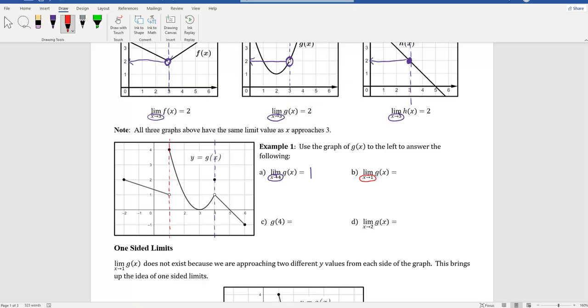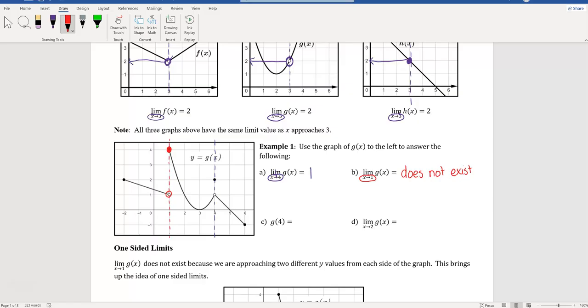Okay, now from the left side, I go to this place right here. And then from the right side, I go to this place up here. Am I meeting up? Is it the same number? No. So when that happens, when they're not the same from the left and the right, we're going to say the limit does not exist. So anytime you have a jump in the graph, you do not have a limit at that point.